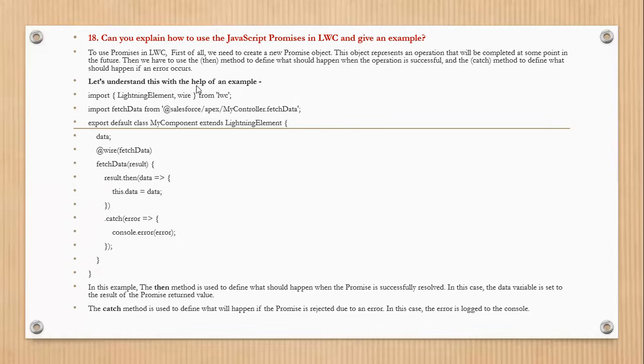Let's understand this with the help of an example. Import LightningElement from lwc. We import fetchData from the Salesforce Apex controller fetchData. Export default class MyComponent extends LightningElement, data via fetchData, result, this.data equals data, catch error, console.error(error).